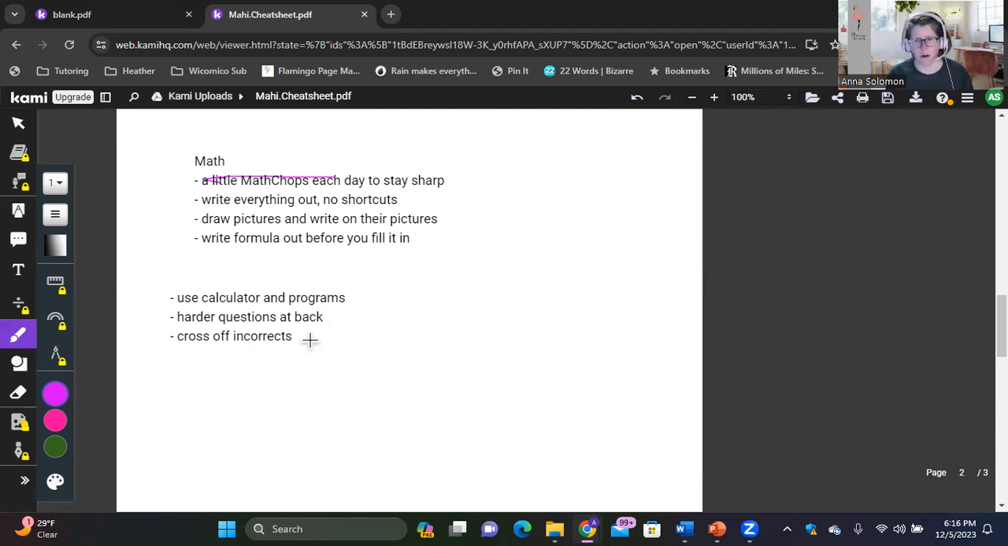And then harder questions are at the back, and cross off incorrect. Yep, using that process of elimination is great in every section. And I particularly like it in the math because sometimes I can eyeball my answers and say, well, I know that, just look at the picture. That line is definitely not longer than that other line. So I can cross off these answers. Then I do the math.